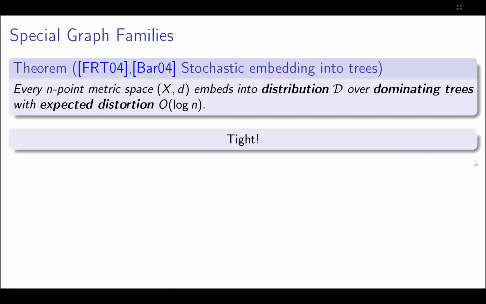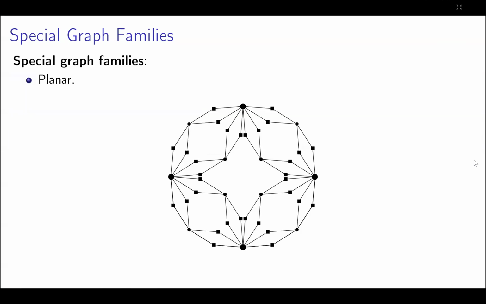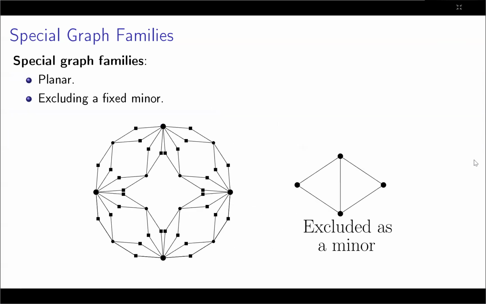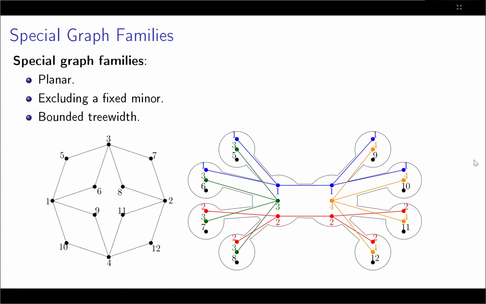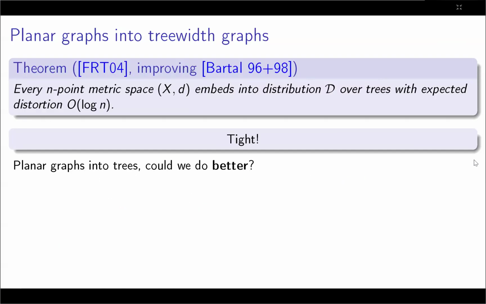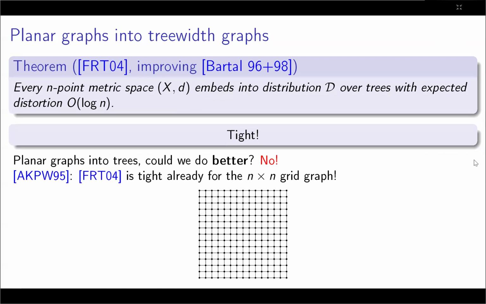And this is tight. So now once you have a tight result, you say, okay, let's try to move it around. It's very general, from general metrics to trees. Let's suppose my metric is more structured. For example, I have a planar graph or a fixed minor-free graph, or a tree-width graph. Could you do better? And as we said, no. By Alon et al, even for the grid, log n is tight. Okay, so a simpler source space doesn't help us.